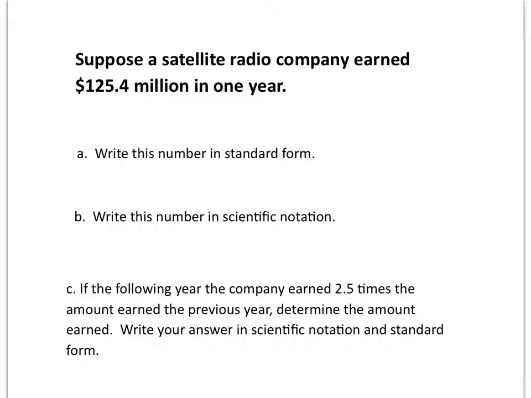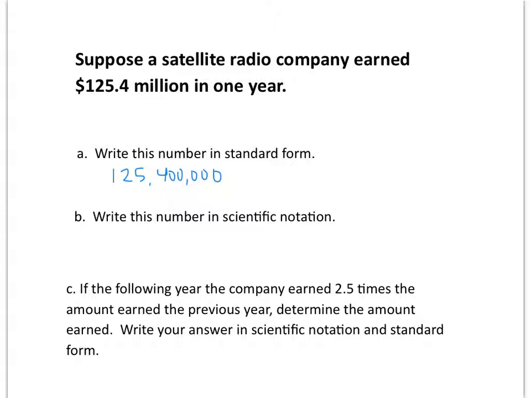All right, now we'll look at our final word problem example. Suppose a satellite radio company earned 125.4 million in 1 year. Write this number in standard form. So I'm going to say, so I have 125,400,000.